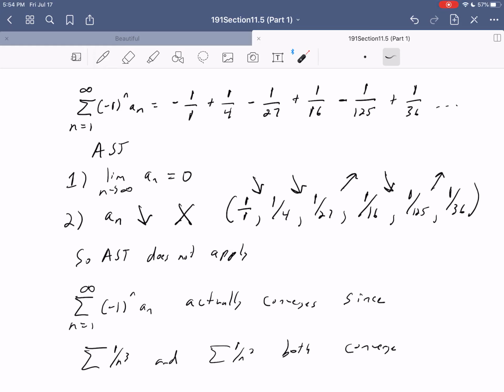So this wraps up our discussion of alternating series by themselves. We're still going to be investigating them, though, because as I mentioned, our next section, 11.6, is going to introduce us to the concept of absolute and conditional convergence.